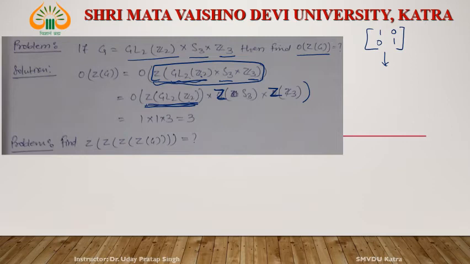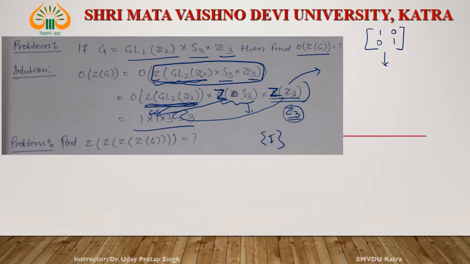And what is Z of S3? I already showed you in the example. Z of S3 is only the identity element. Then this order is also 1. What is Z of Z3? Since Z3 is abelian, therefore Z of Z3 is the whole Z3. And what is the order of Z3? Z3 is 3. Therefore 1 into 1 and into 3 is equal to 3.